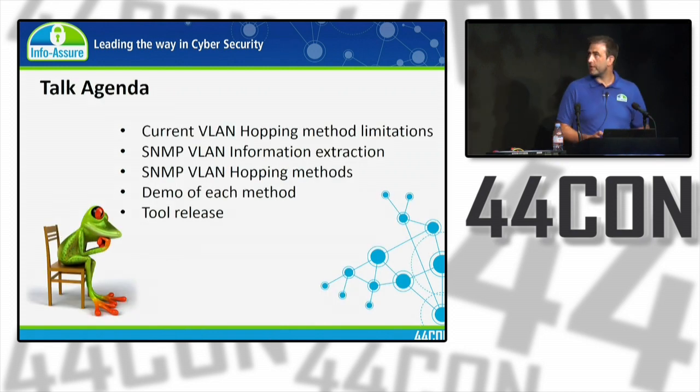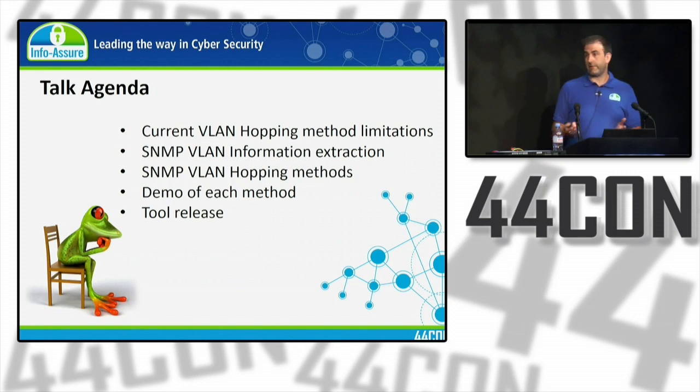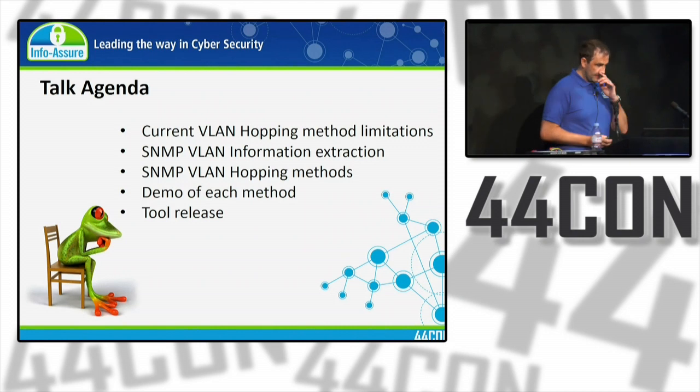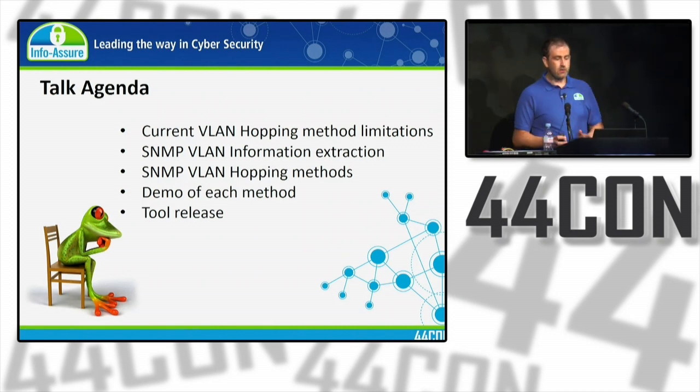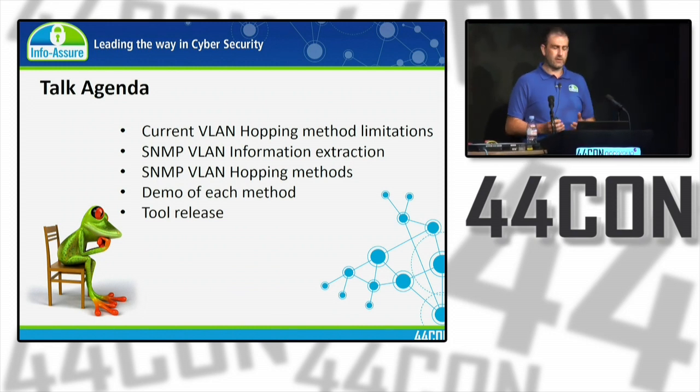So what this talk will cover: current VLAN hopping limitations, SNMP VLAN extraction and hopping techniques, multiple VLAN hopping demos. A bit crazy because they're all going to be live demos, so hopefully they work. And a release of my new tool, which is called Frogger 2. Anyone that's used Frogger before for VLAN hopping, this has got a lot of new enhancements that I'll go through, and is the reason you'll see a lot of frogs in the slides.